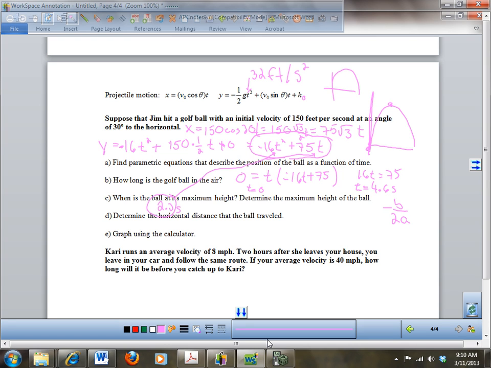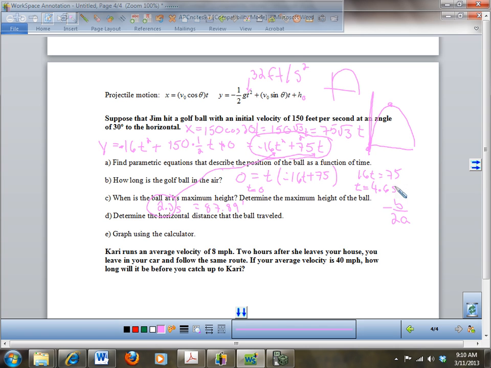We're still on part C. So I got 4.687 seconds in the air, and 2.34 seconds, and I got a maximum height of 87.89 feet. If I plug that in, I get 87.89 feet. Then determine the horizontal distance the ball travels.